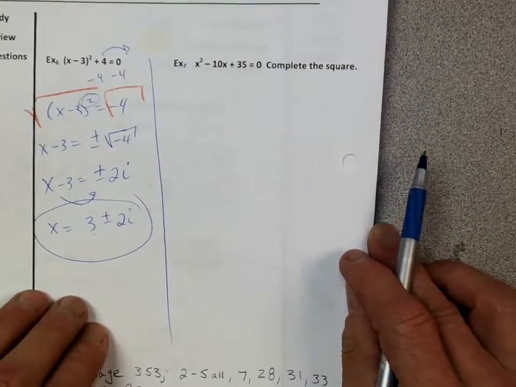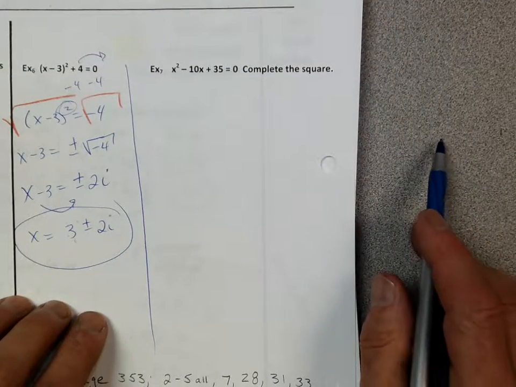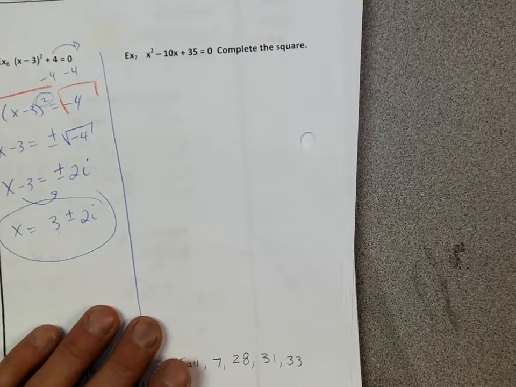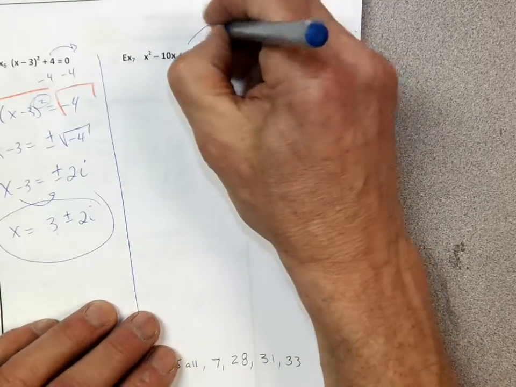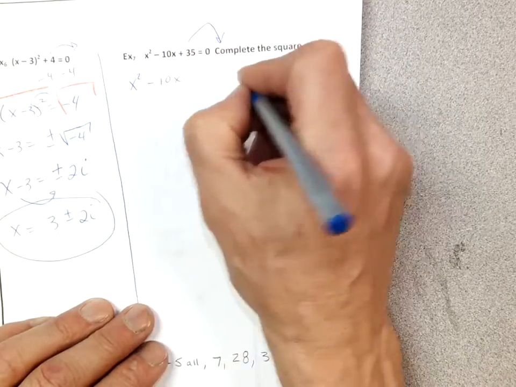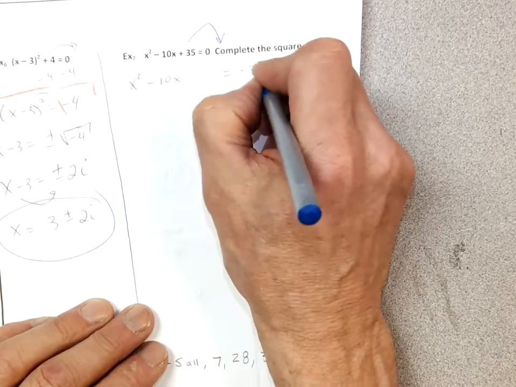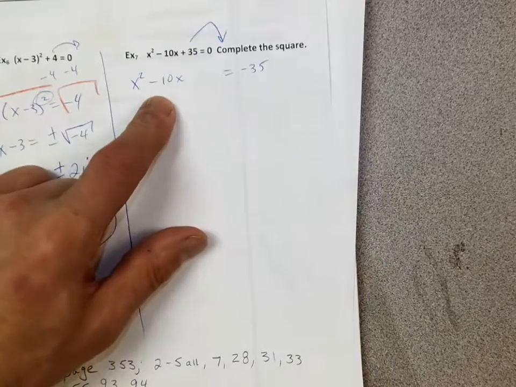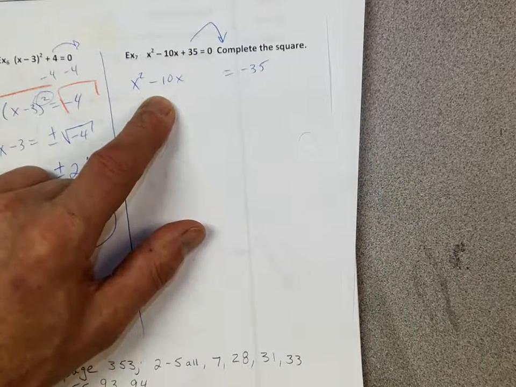Almost done. Okay, example 7. It says by completing the square. Okay, let's see. I've got that still here, right? So step 1, move c to the other side. I'll do that. So I have x squared minus 10x equals negative 35, right? Okay, then there's nothing to factor out.